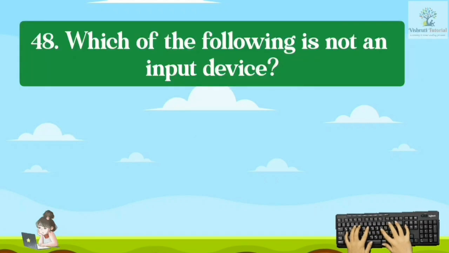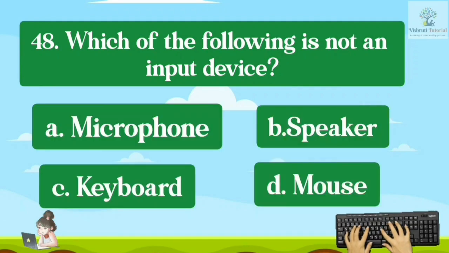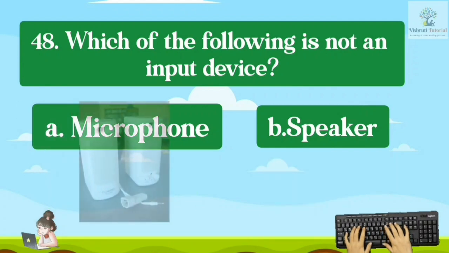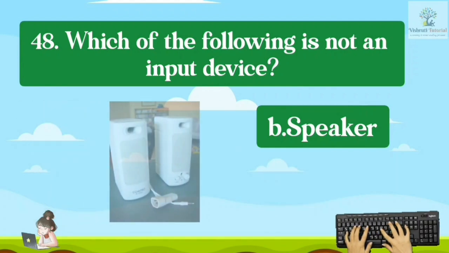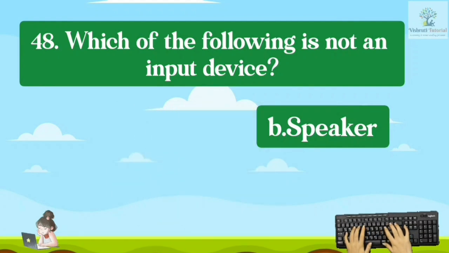Question number 48. Which of the following is not an input device? Options: A. Microphone, B. Speaker, C. Keyboard, D. Mouse. And the correct answer is B, speaker. Speaker is not an input device.